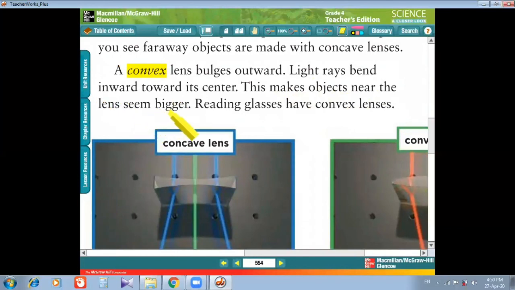This makes objects near the lens seem bigger. Reading glasses are convex lenses. What do they do? Objects that are near, with the help of a convex lens, seem to be bigger, like with reading glasses. When people are reading, they are wearing reading glasses. The words are in front of them, close to them, so the convex lens makes the words seem bigger, and the person can read. So the reading glasses have convex lenses.